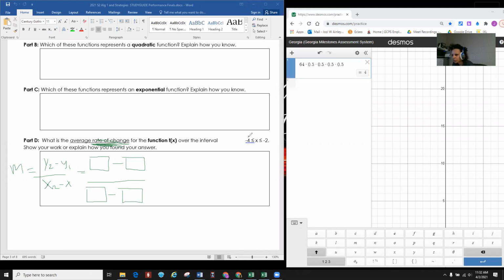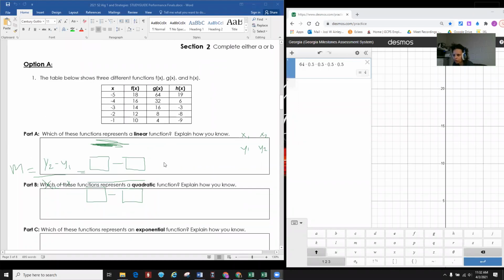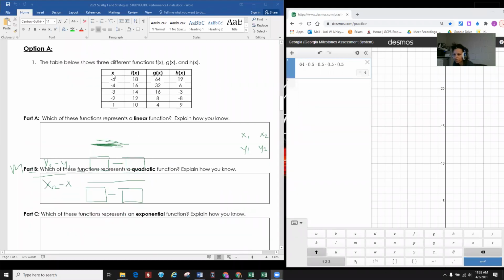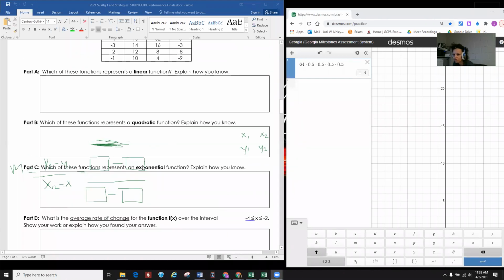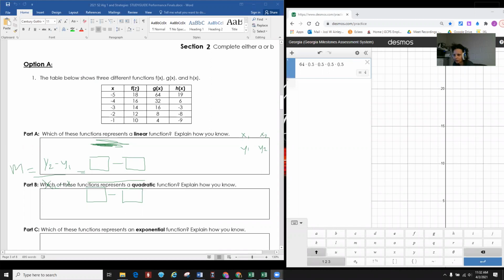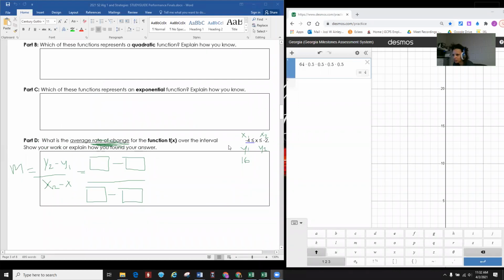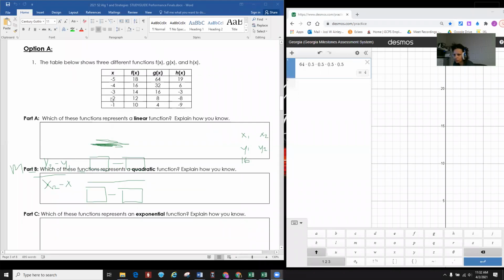All right, then I want you to label. So this is x1, x2. So I want to find y1, y2. So when x1 is -4, what's y1? So let's go look. Which function are we looking at? f of x. When x1 is -4, the first function is 16. So that's going to be 16. Okay. So when x1 is -4, f of x is 16. When x2 is -2, f of x is 12.